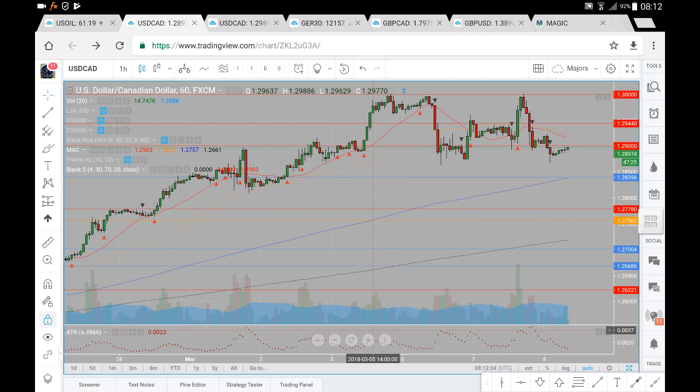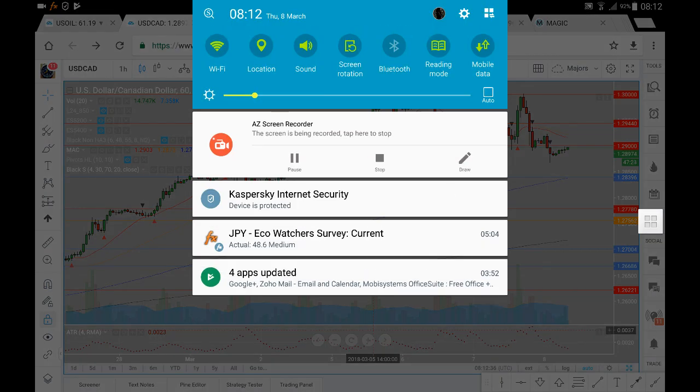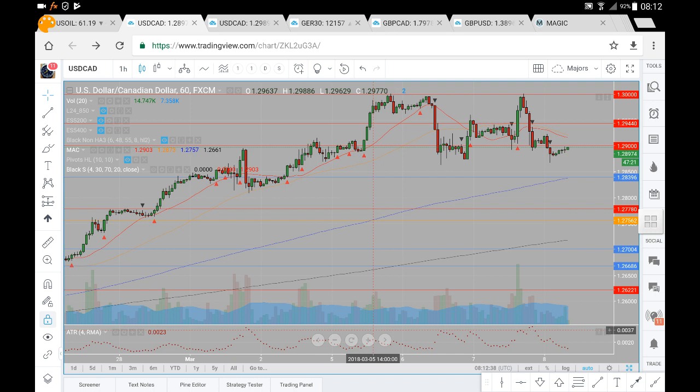So this is US dollar CAD analysis for Thursday, the 8th of March. Now, let's have a look at prices, where prices may likely go.